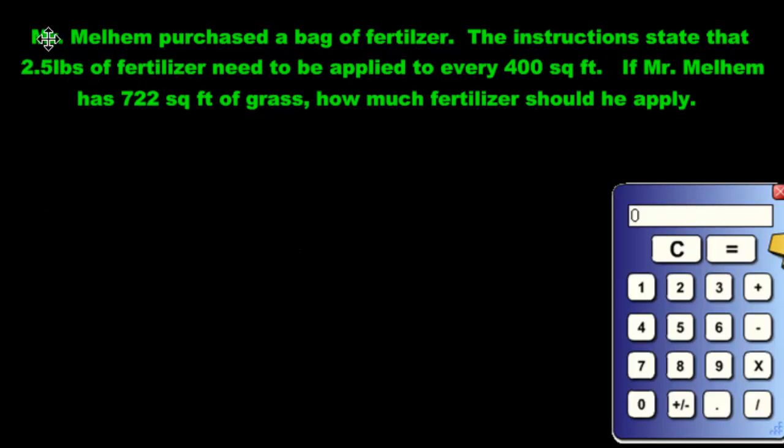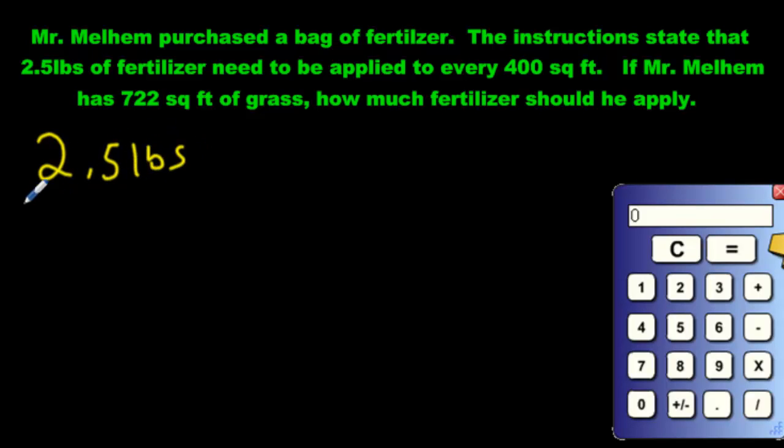Here's a problem I had this summer. I bought some fertilizer. This is a true story. Mr. Melham purchased a bag of fertilizer. The instructions state that 2.5 pounds of fertilizer need to be applied to every 400 square feet. So let's write this down as a relationship. 2.5 pounds for 400 square feet. And I'll just write SQ for short, square feet.